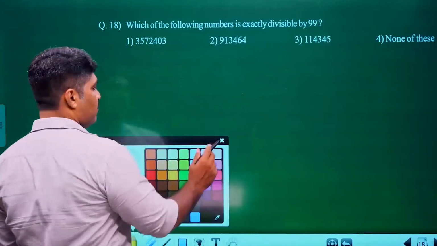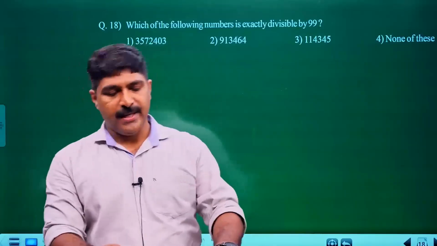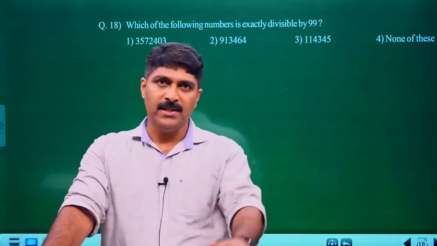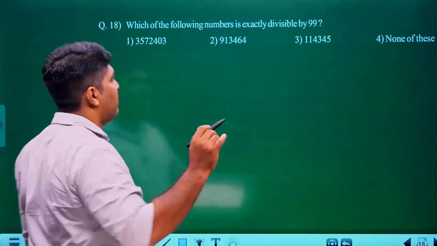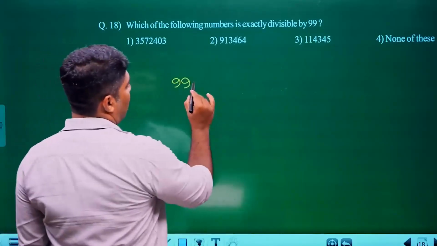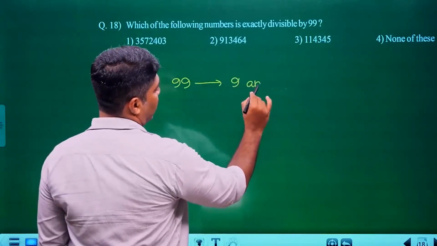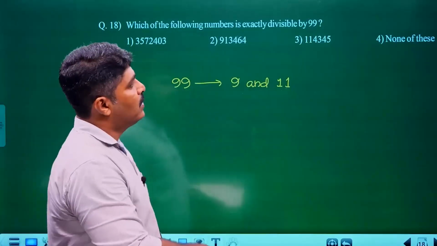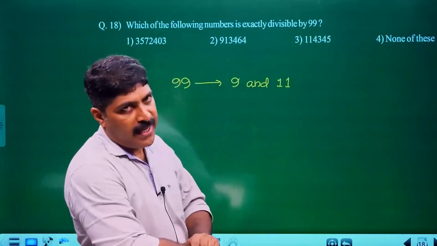So another tricky question is based on the concept of rules of divisibility. How to check whether the given number is divisible by 99? Such a big number. How to apply the rules of divisibility for such a big number? So here, the divisibility rule for 99: we have to check whether the given number is divisible by 9 and 11. Got it? 9 and 11. So how to check the divisibility here? What is the divisibility rule for 9?